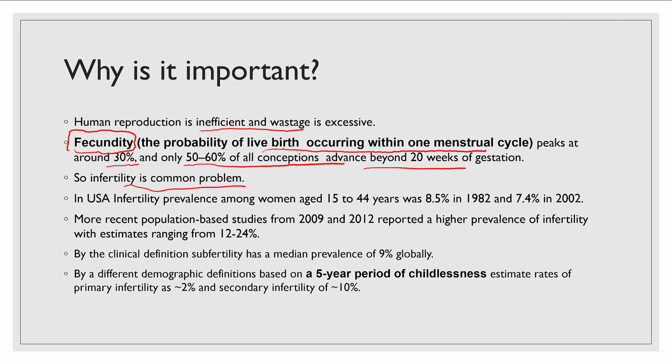In countries where fertility data is available, the prevalence of infertility between the reproductive age group of 15 to 44 years was around 9%, 8.5%. That is in 1992. Even on a repeat survey in 2002, it's still around 7.4. So now between 7 to 9% of the population is having this problem. Even in Sri Lanka, rough estimates are in that range.